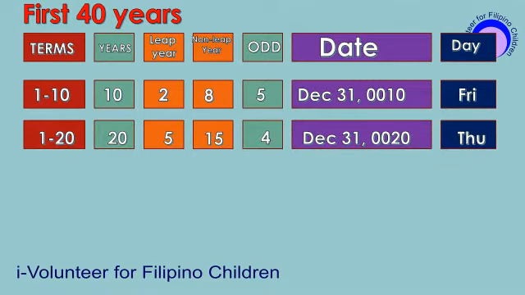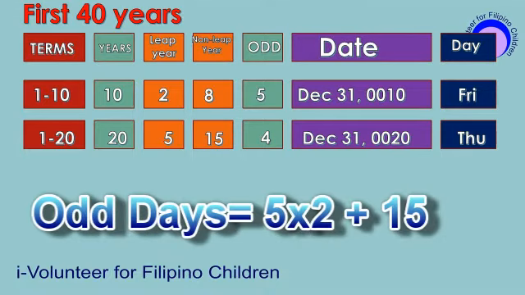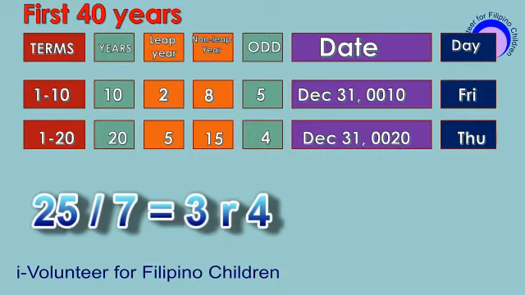Let's continue with the first 20 years. Number of leap years is equal to 20 divided by 4, which is equal to 5. The total number of non-leap years, 20 minus 5 is equal to 15. Now let us solve the total number of odd days for both the leap year and the non-leap year. 5 times 2 is equal to 10 plus 15 is equal to 25. Let's divide 25 by 7 to get 3, remainder 4, and 4 will become the odd day of the 20-year period.